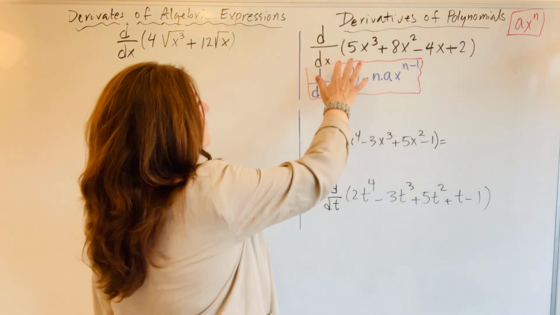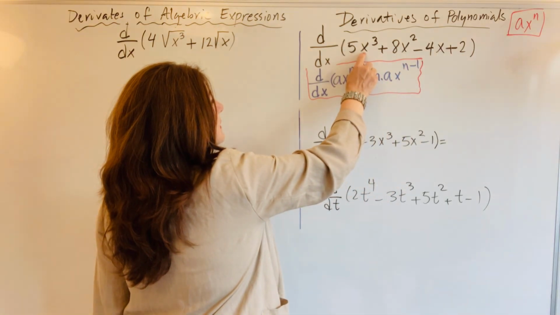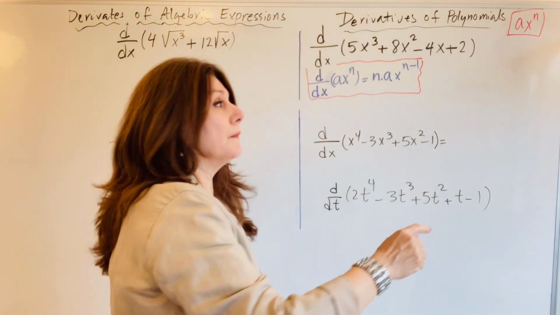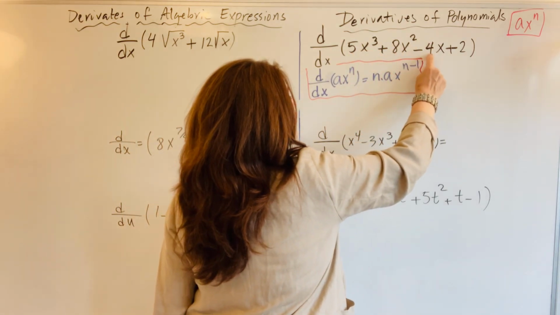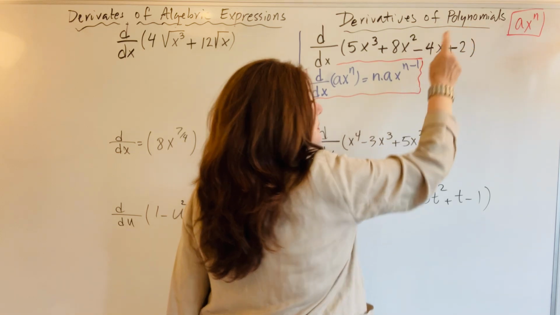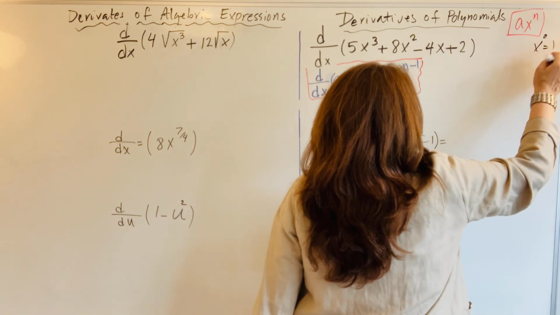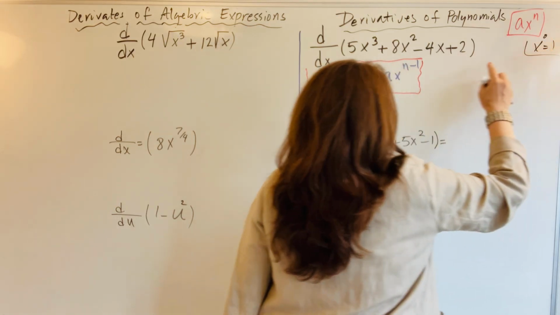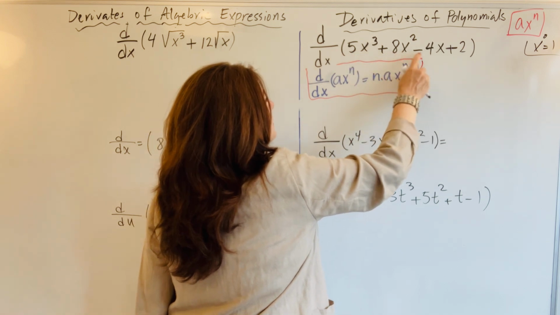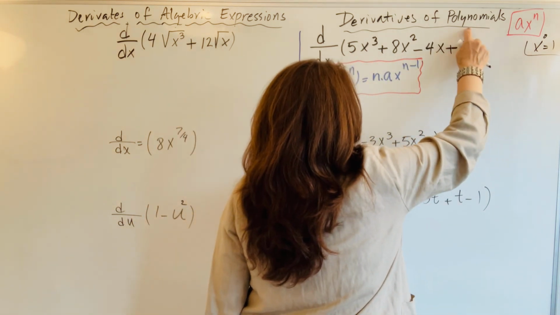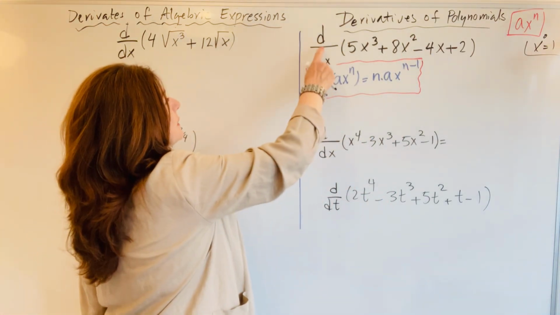Here we have this function, f of x, with respect to x, where x is the variable. This is 5x to the 3 plus 8x to the second minus 4x to the 1 plus 2x to the 0. Because you know that x to the 0 is 1, we don't write it, but this is the rule. Every term follows these rules. So this is a polynomial.